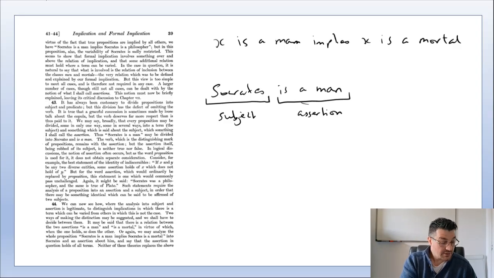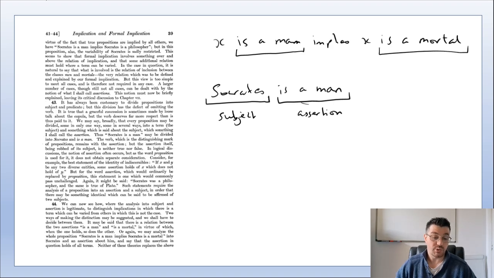Section 44. We can now see how, where the analysis into subjects and assertion is legitimate, to distinguish implications in which there is a term which can be varied from others in which this is not the case. Two ways of making the distinction may be suggested, and we shall have to decide between them. It may be said that there is a relation between the two assertions, "is a man" and "is a mortal", in virtue of which, when the one holds, so does the other. Or again, we may analyse the whole proposition, "Socrates is a man implies Socrates is a mortal", into Socrates and an assertion about him, and say that the assertion in question holds of all terms.